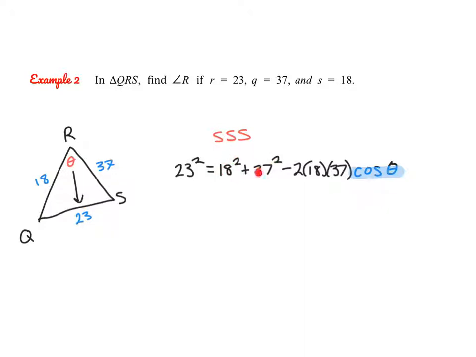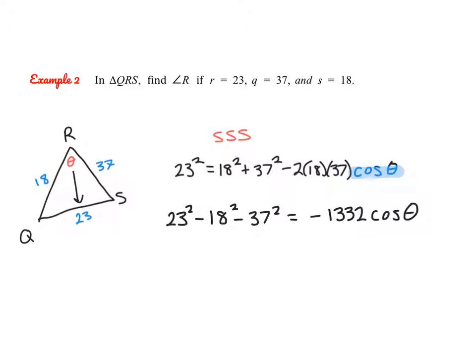I can actually just move both of these things to the other side. So I can actually write it, I'll keep it as 23 squared because that's going to be a large number. And I'm going to subtract 18 squared. And I'm also going to subtract 37 squared. So it's essentially we move this term to the other side and we move this term to the other side. And then I'm going to multiply 2 times 18 times 37. And we get, so we'd have negative, because it's negative 2, 1,332 times the cosine of theta.